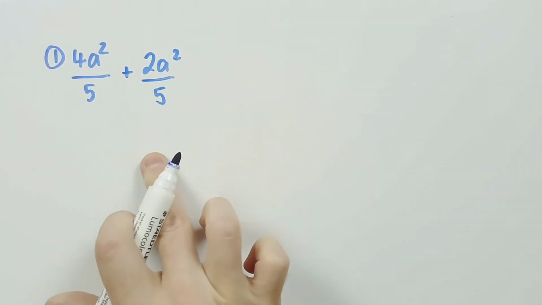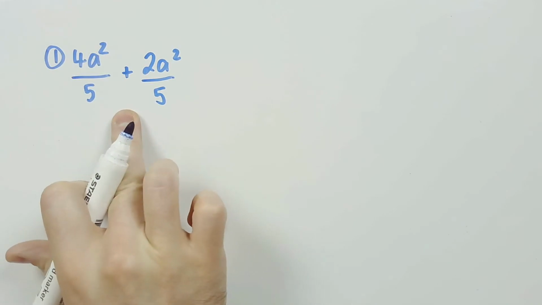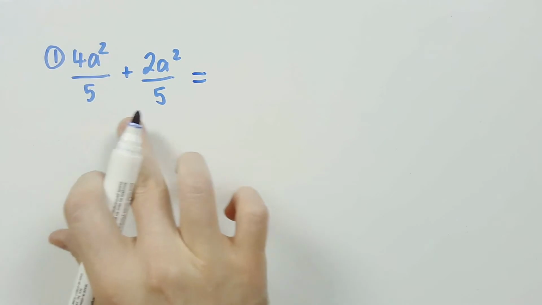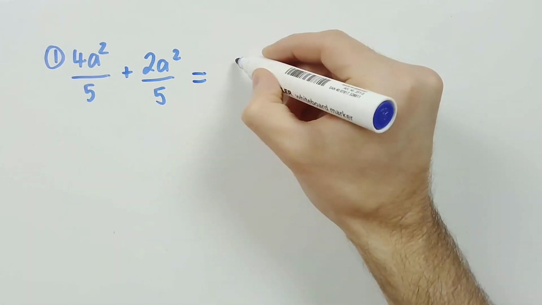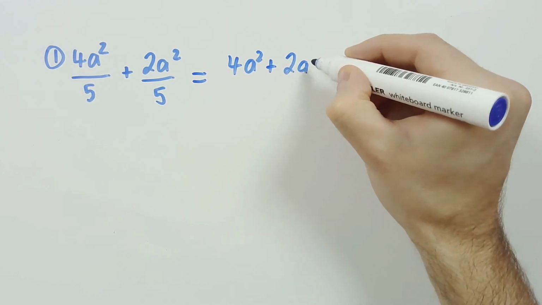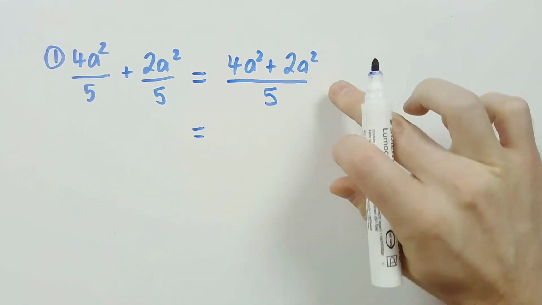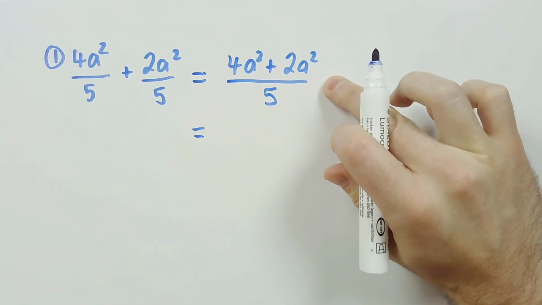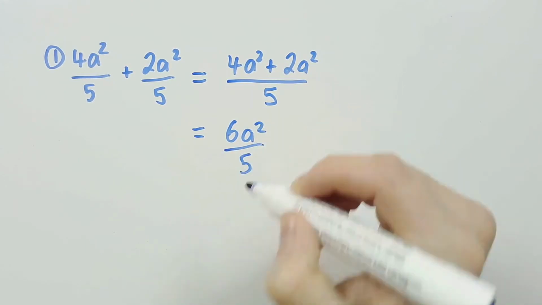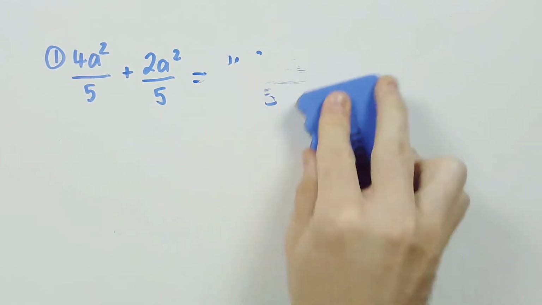So we need to simplify this into a single fraction, and here we're adding these two terms. Just like our rule, because these are both over the same denominator, we can simply write both terms in the numerator over the single denominator. And of course then it's just some algebraic simplification. 4a squared plus 2a squared, you should know, is 6a squared on 5, and that's our answer for that one. So fairly straightforward.